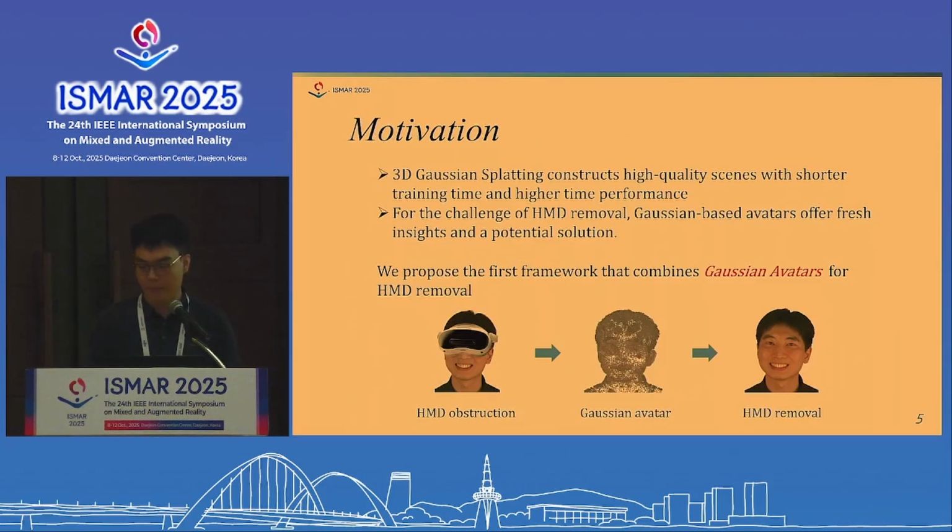Let's discuss our motivation. 3D Gaussian splatting constructs high-quality scenes with shorter training time and higher performance. For the challenge of HMD removal, Gaussian-based avatars offer fresh insights and a potential solution. So we propose the first framework that combines Gaussian avatars for HMD removal, a solution designed to balance real-time performance, high quality, and accessibility without specialized hardware.